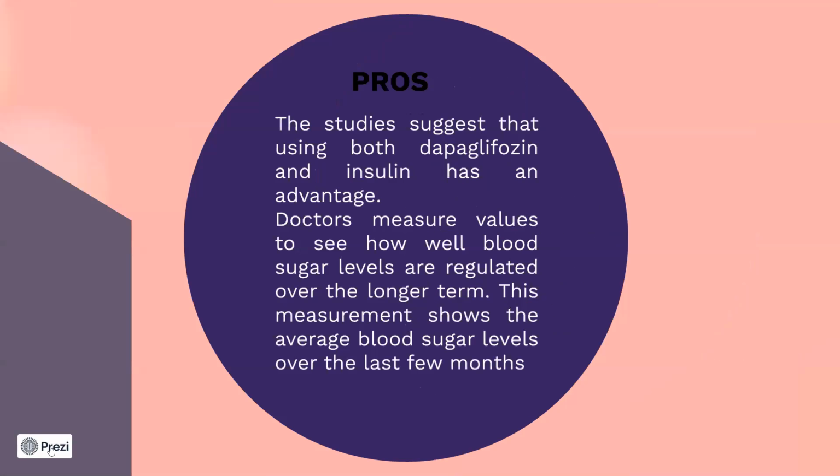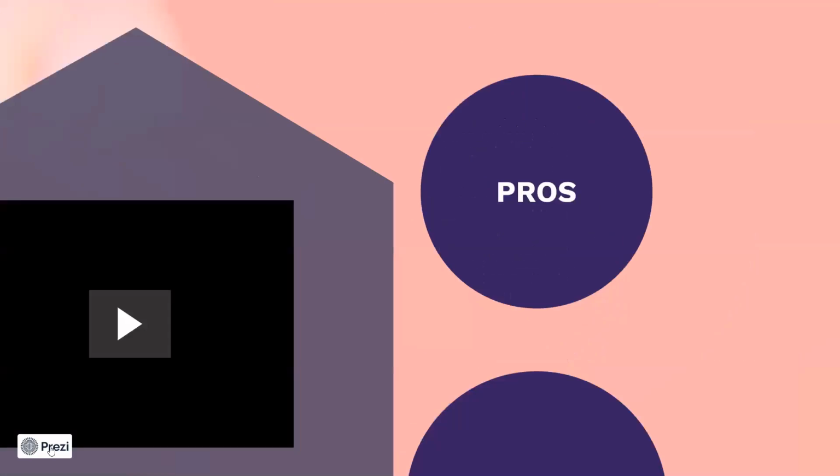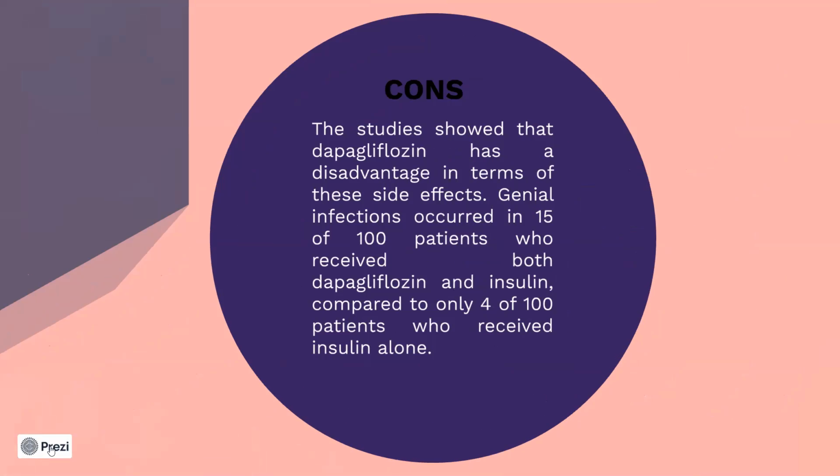Pros. The study suggests that using both dapagliflozin and insulin have an advantage. The doctor measured values to see how well blood sugar levels are regulated or the longer term. These measurements show the average blood sugar levels over the last 5 months. Cons. The study showed that dapagliflozin have a disadvantage in terms of these side effects. Urinary infection occurred in 16 of 100 patients who received both dapagliflozin and insulin compared to only 4 of 100 patients who received insulin alone.